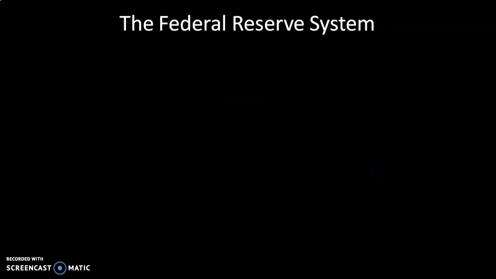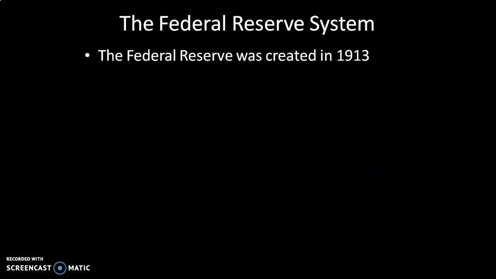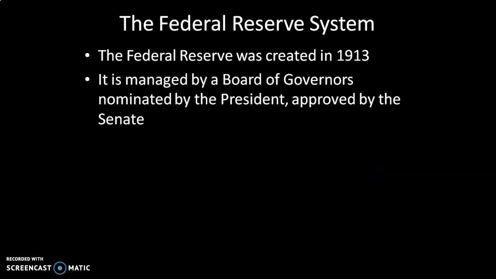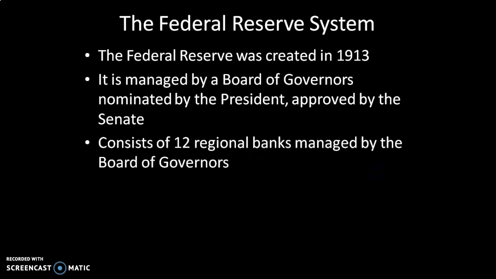So let's talk about this Federal Reserve System. The Federal Reserve was created in 1913. It's managed by a board of governors, and that board of governors is nominated by the President of the United States and approved by the Senate. It consists of 12 regional banks, and each of these regional banks is managed by the board of governors that was discussed in the second bullet point there.